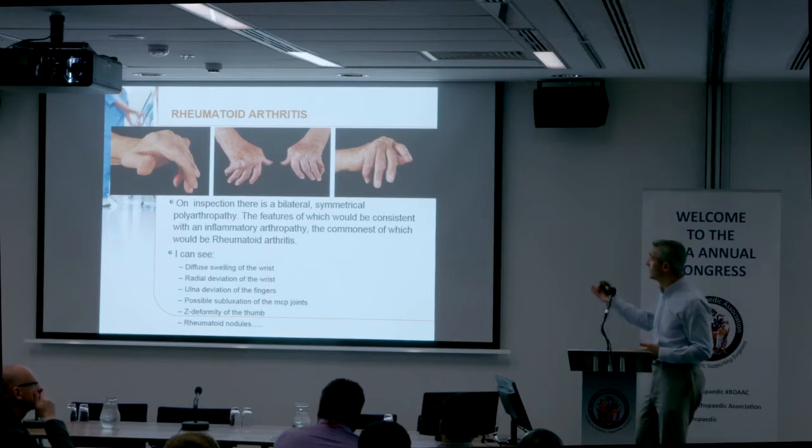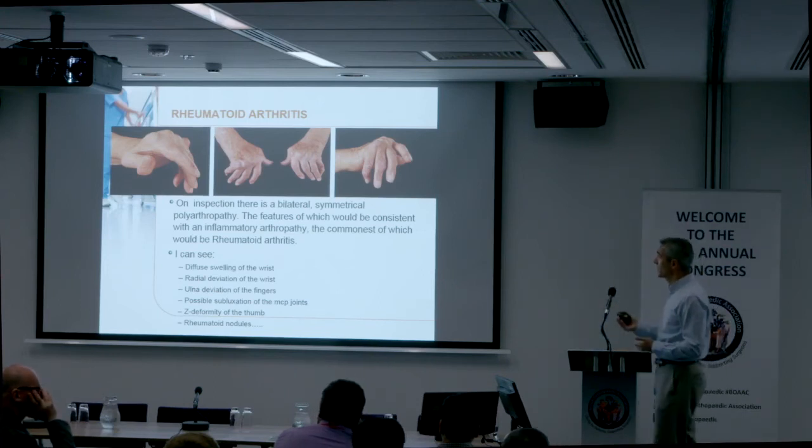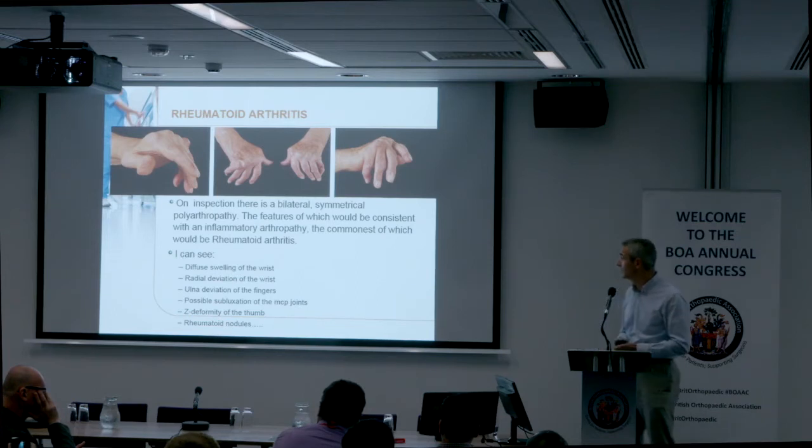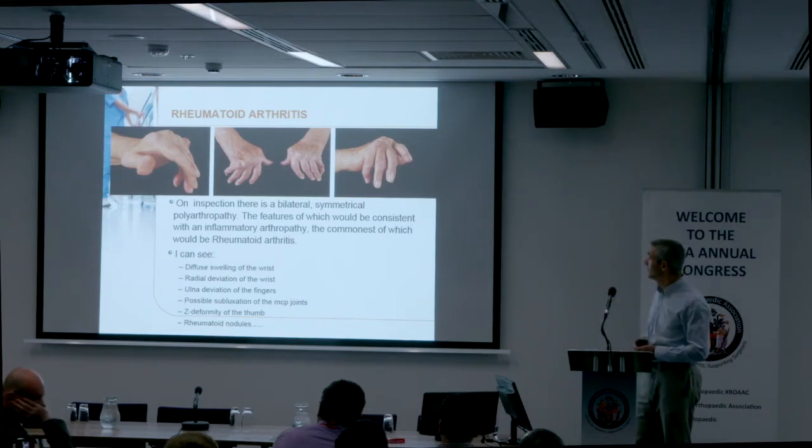You can highlight the features that you've seen. Diffuse swelling, radial deviation of the wrist, ulnar deviation of the fingers with MCP joint subluxation, deformities of the thumb, and even the presence of rheumatoid nodules.